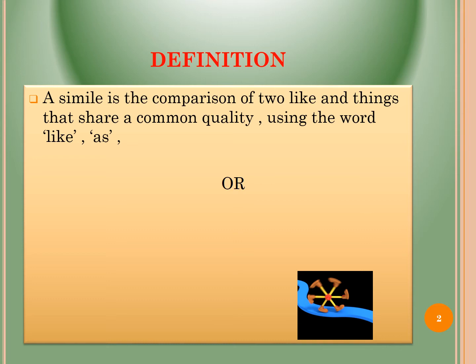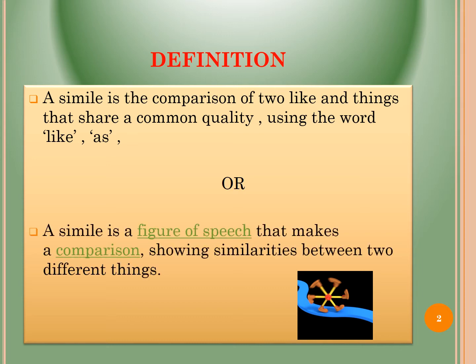First, the definition of similes. What is a simile? A simile is the comparison of two unlike things that share a common quality using the word like or as. A simile is a figure of speech that makes a comparison showing similarities between two different things.